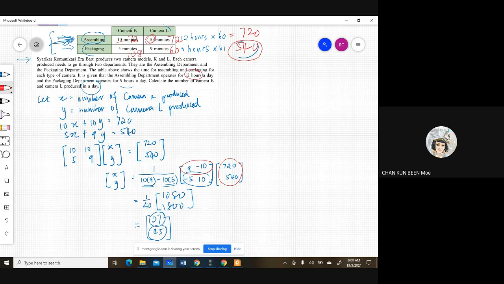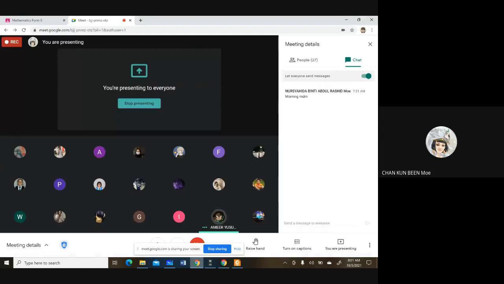108. Okay, therefore from here you can see the time taken for camera K is actually more than camera L already. This one is only 132. But when you come to this, it becomes 180, right? So it is more than camera L already. That's why the time taken and the number of camera L produced will be more than camera K. Are you okay now? Yes, madam. Okay. Thank you, Amel. Very good question.